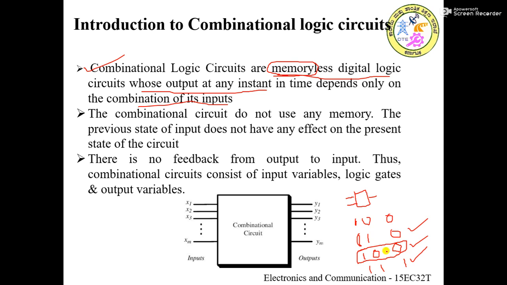It only depends on the present input combination, not on the previous history. So this is the beauty of combinational logic circuits. Whereas in the case of sequential logic circuits, in opposite to this kind of circuits, they have something called memory.